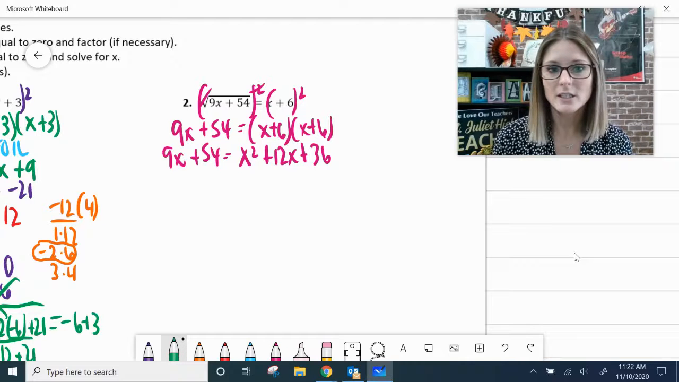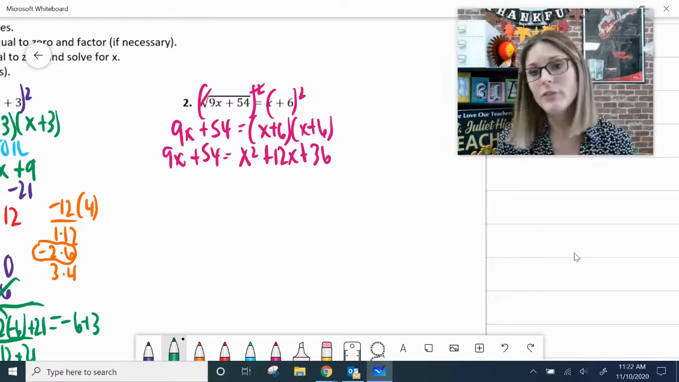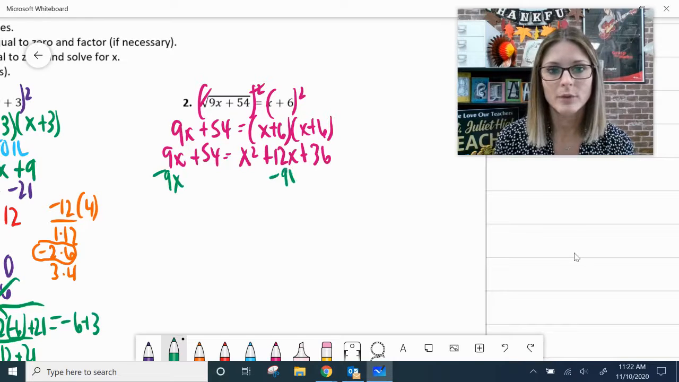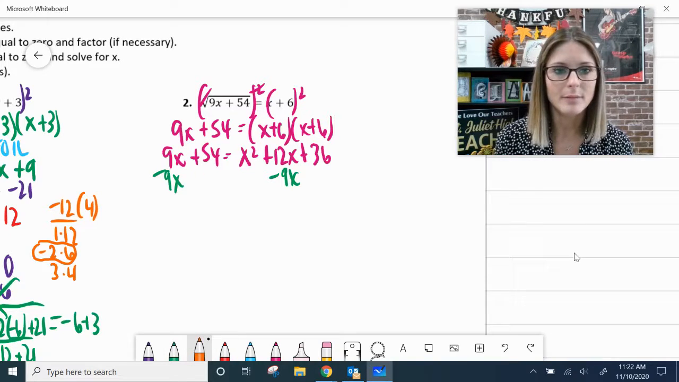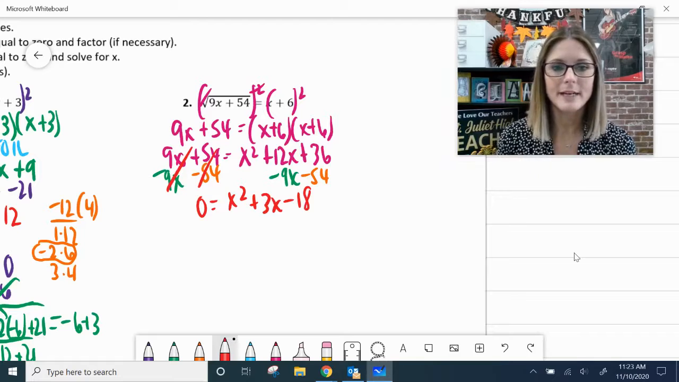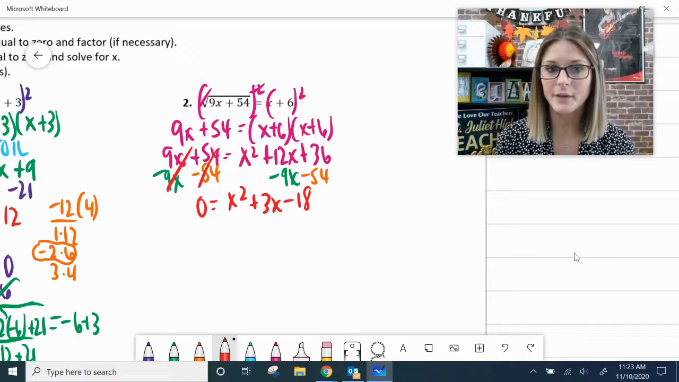All right, you got your x squared on the right again. So I'm going to move everybody over to the right side. I'm going to subtract 9x from both sides, and I'm going to subtract 54 from both sides. Left side will cancel and we'll have 0 equals x squared plus 3x minus 18. All right, so we've set it equal to 0.